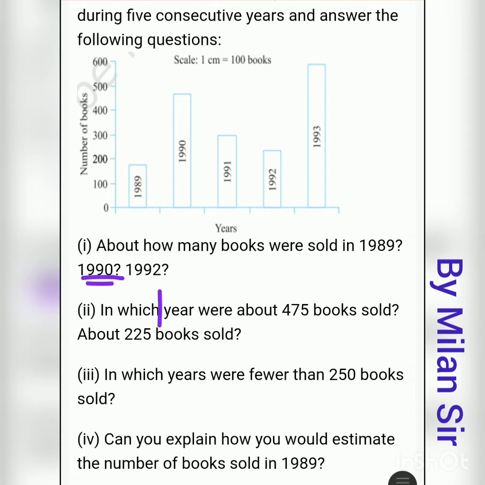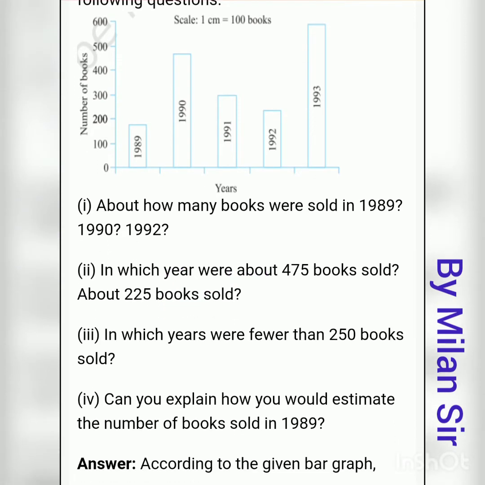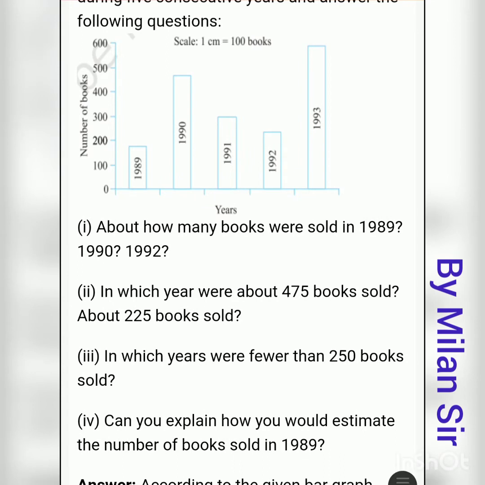After that we need to check the answer for 1990. Even if we check the height properly, for 1990 it is near about 500 and in between 400 and 500. So here we need to give an approximate answer, which is near about 500 and between 400 and 500. So approximately we give 475. So the answer for 1990 is 475.